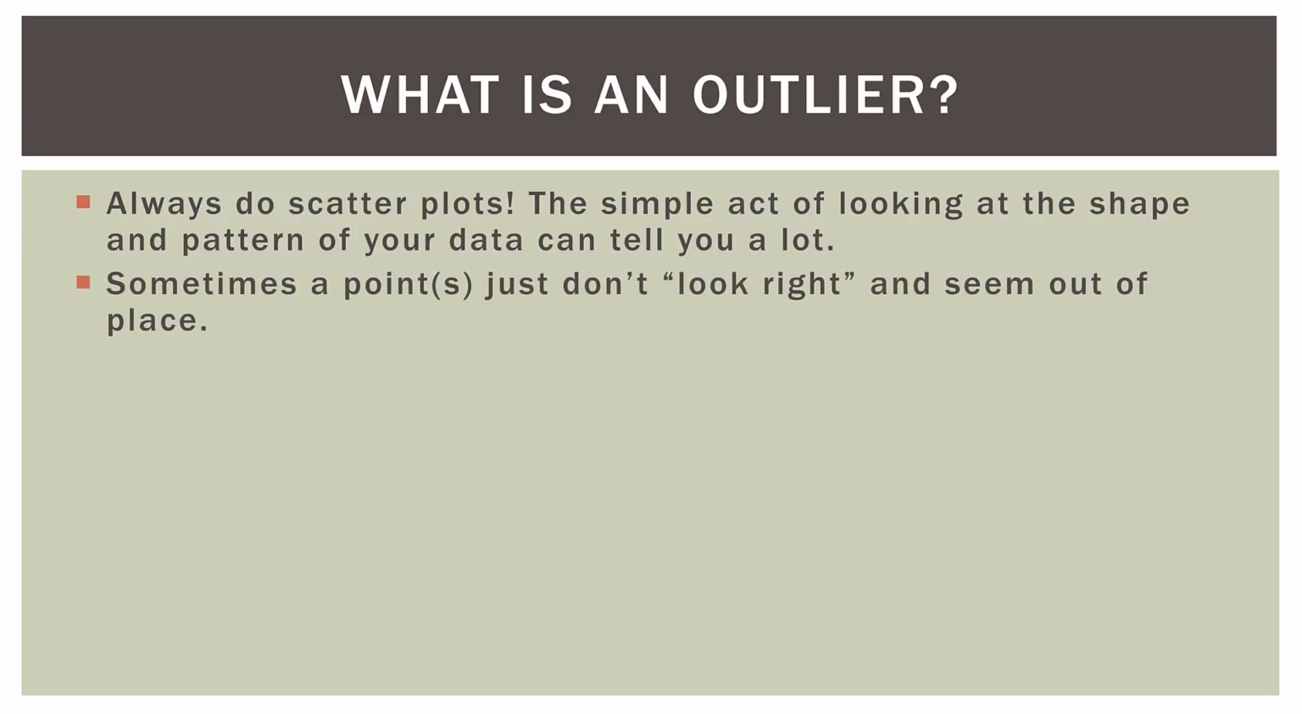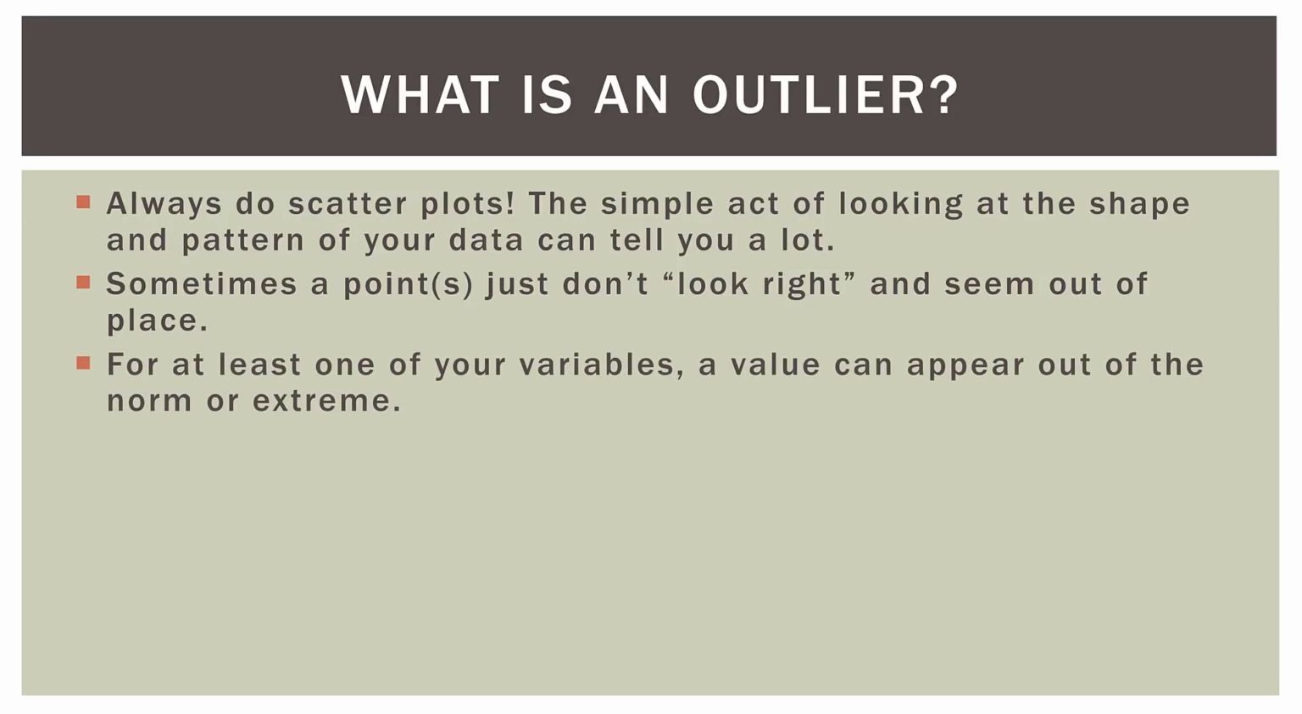Now, sometimes when you do that, a point or points just don't look right, and they seem kind of out of place, like that blue diamond we saw in the previous slide. For at least one of your variables, a value can appear out of the norm or extreme. So you have this data point that's out kind of by itself. And it's very important to look at what that might be.